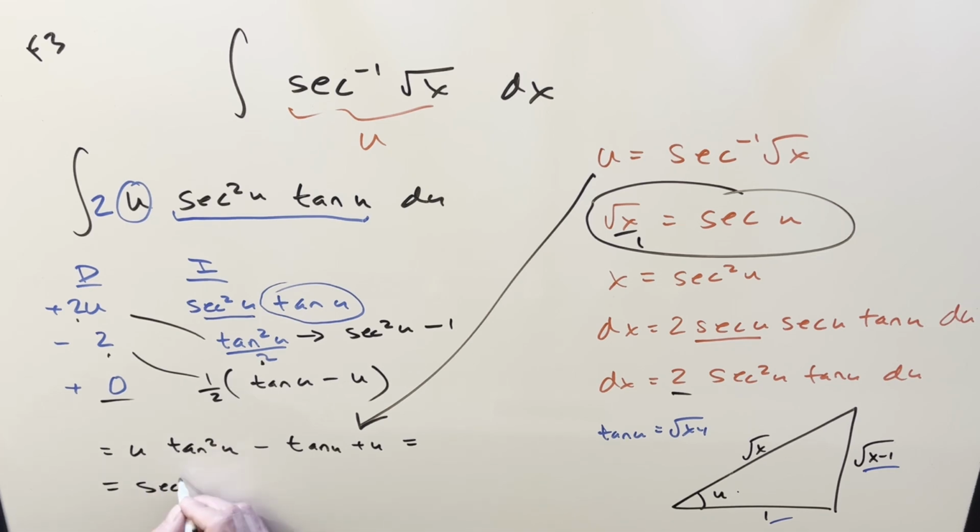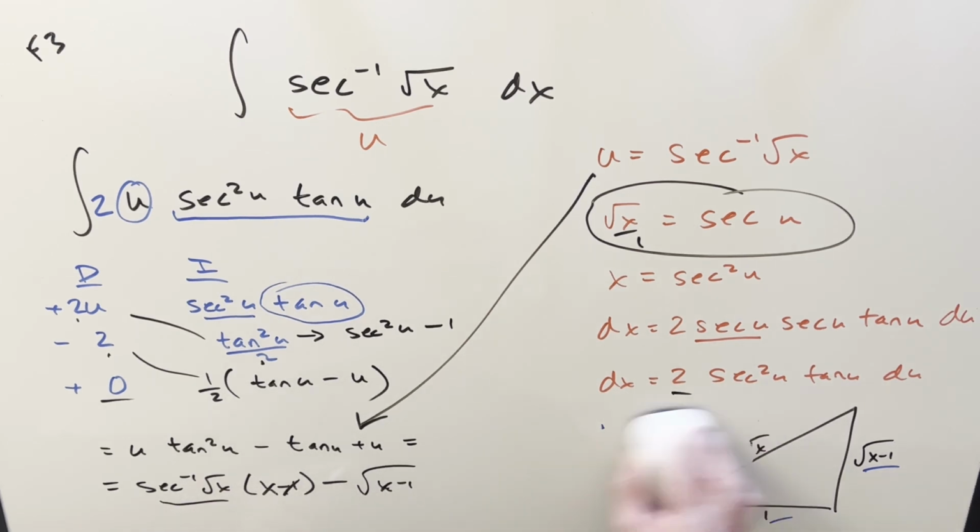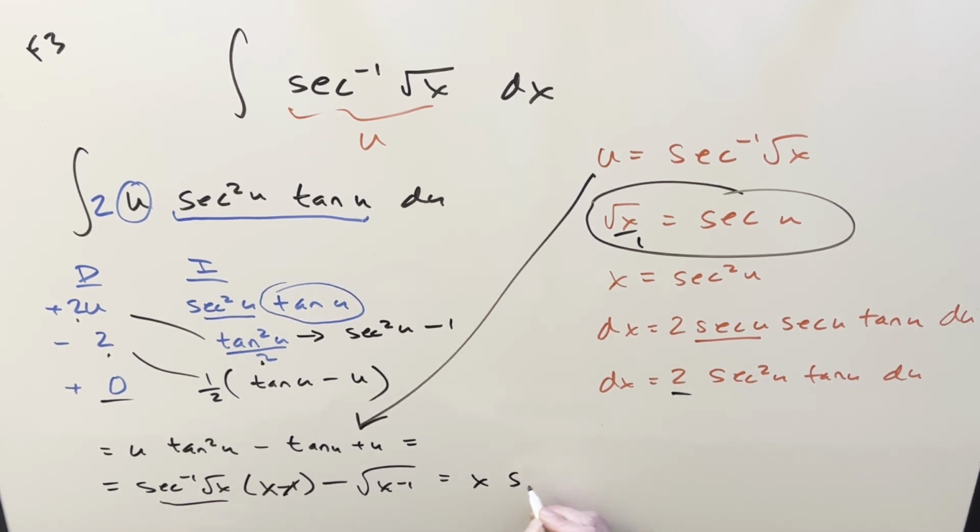U is going to be inverse secant square root of x. Tan squared, if we square that, we're going to get just x minus 1 now. Then we're going to minus this thing, square root x minus 1, plus our u, which is again inverse secant square root of x. But I can clean this up a little bit, because we've got 1 copy of it here and minus 1 copy of this here. So what I can do is get rid of that and cancel off that. And for my final solution on this, we get just x inverse secant square root of x minus square root x minus 1. Add a plus c, and that's it.